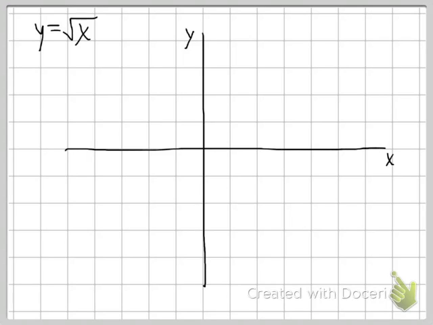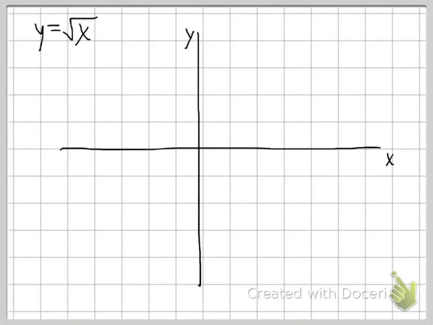Let's see here. I've got the point 0, 0. I've got the point 1, 1. I have the point 4, 2. So I have a graph that looks roughly like this.